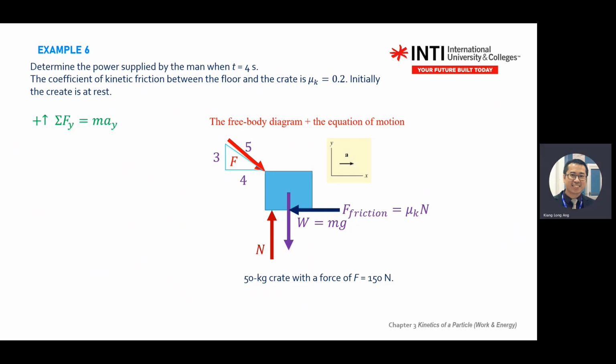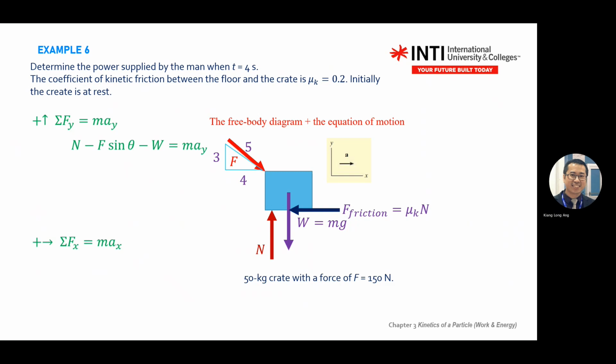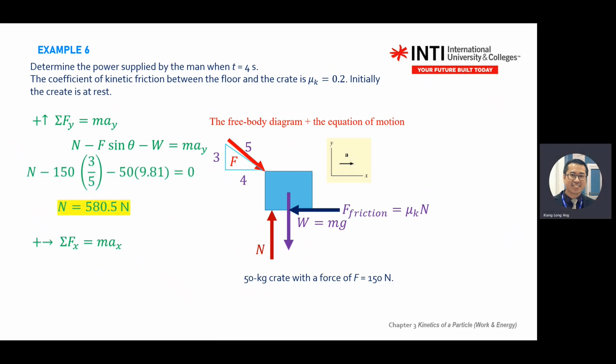friction cannot be counted because friction is not in the y direction. Unless the surface is slanted at a certain degree, then you have friction force. In this case, the floor is flat, so you don't have friction force in y direction. Okay, so you can understand, right? So you sum up all the force equal to ma, and in this case, acceleration in y direction is 0 because the object does not move up, it moves to the right.